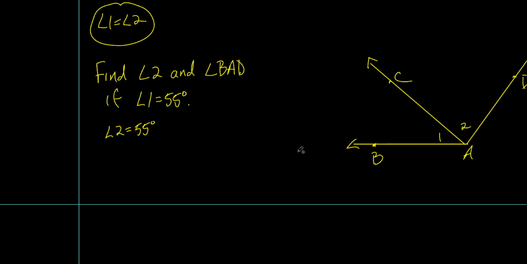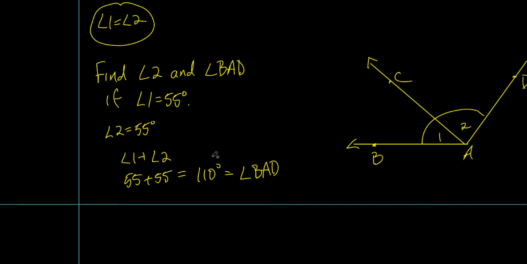Here's when we have to think about it a little bit, and it's really not that hard if you understand the angle addition postulate. We also have to find angle BAD. Where's BAD? It's from here to here to here. It's this whole entire thing. It's angle 1 and 2. So what do we do with those? Add 55 and 55. That's it. So angle 1 plus angle 2 is 55 plus 55, which is 110. And that's equal to angle BAD.